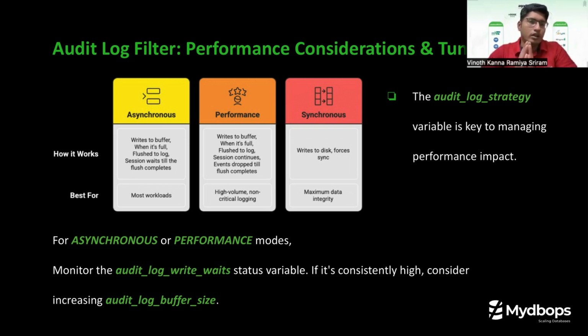So when it comes to performance considerations, we have a key parameter called audit_log_strategy. This defines how my log should be written, how aggressively my log should be written. It has three modes of operation. One is synchronous, the second one is performance, and the third one is asynchronous. The default mode is asynchronous mode.